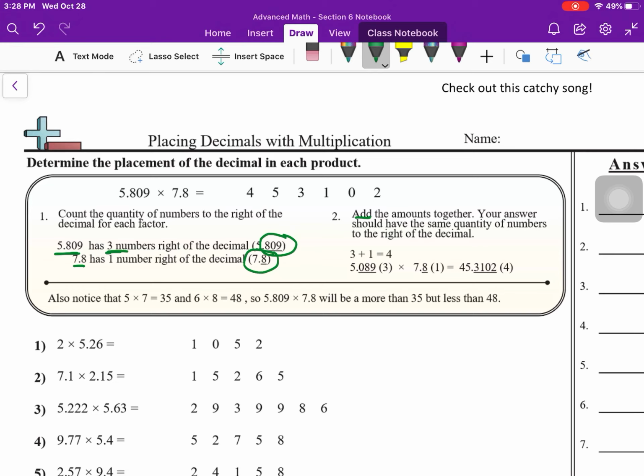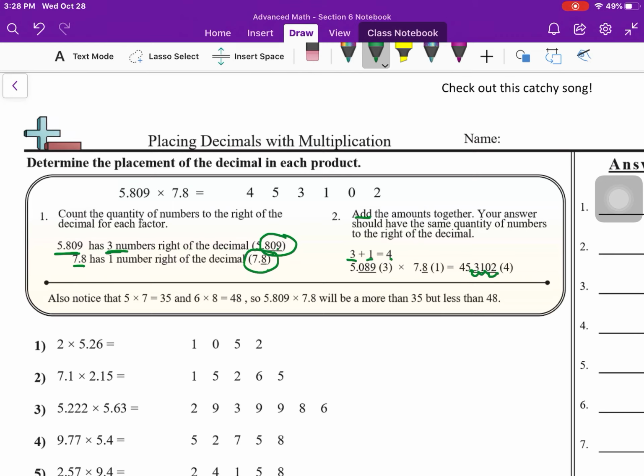Then you add the amounts together, and your answer should have the same quantity of numbers to the right of the decimal. So I'd add 3 plus 1, and get 4. So that is where it tells me to go from the end, 1, 2, 3, 4. And that's how I know where to put my decimal.